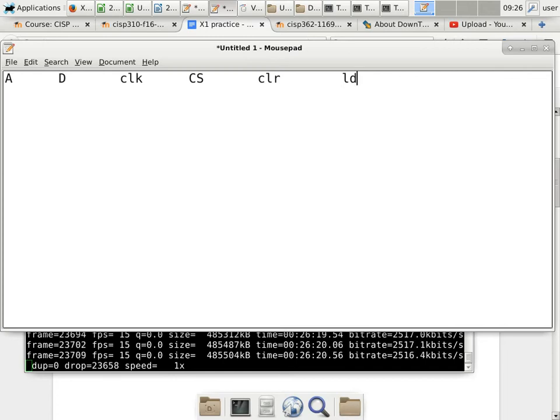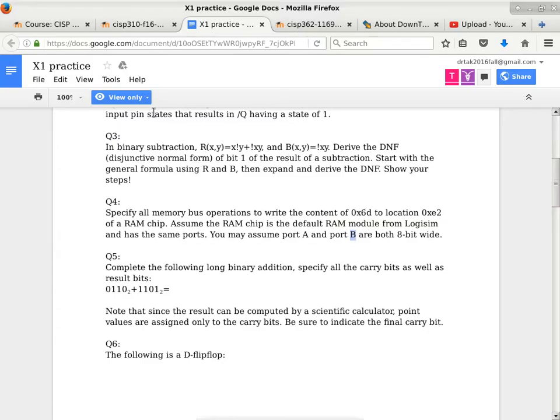And the load pin specifies whether it's a read or a write operation. If LD is a one, it's a read operation. If LD is a zero, it is a write operation. A write operation is seen from the perspective of the processor, so we are changing the content on the RAM chip if LD is a zero. If LD is a one, then we are reading the content from the RAM chip.